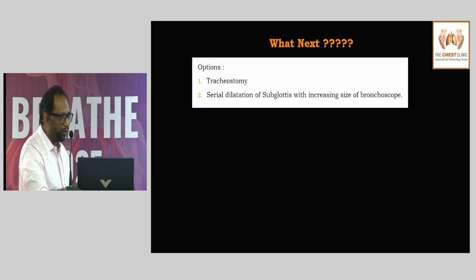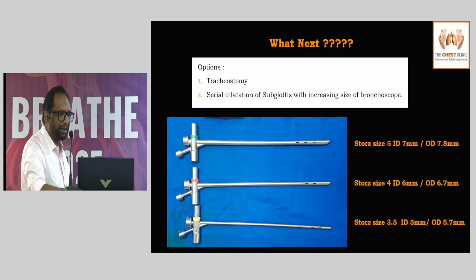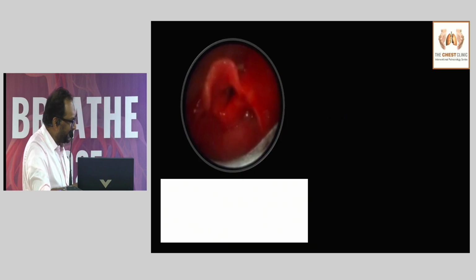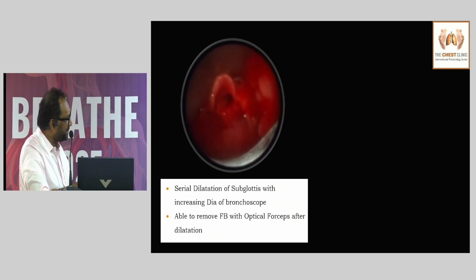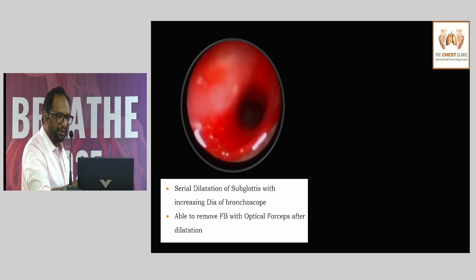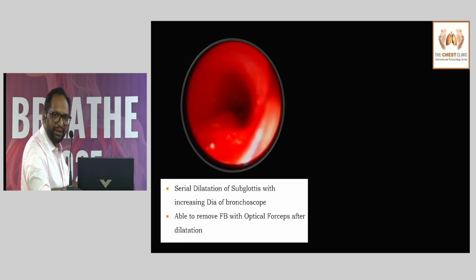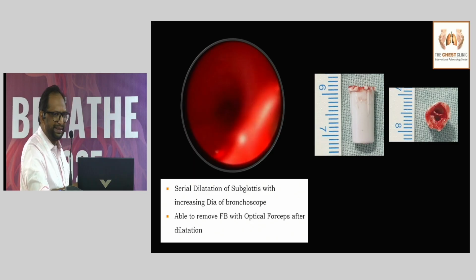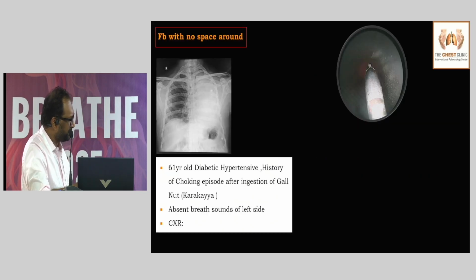Another option is to serially dilate the subglottis with increasing diameter of bronchoscope. Once you dilate the subglottis to an ideal diameter, you can extract the foreign body. That's what we have done. We serially dilated the subglottis with increasing size of the bronchoscope diameter, and we were able to extract the foreign body. This is a technique I am showing you.